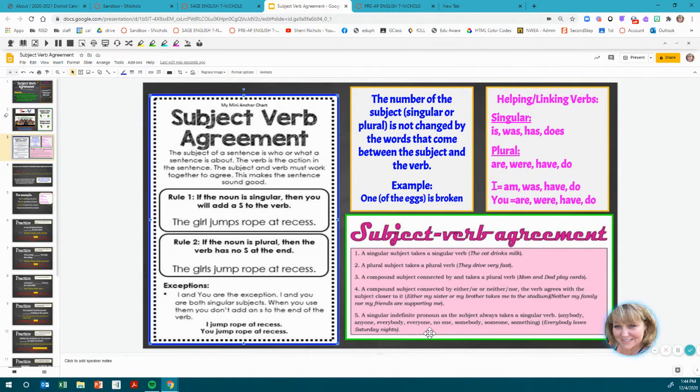The singular indefinite pronoun as the subject always takes a singular verb. So anybody, anyone, everybody, everyone, no one, somebody, someone, something. So everybody loves Saturday nights. So these words are always singular subjects.